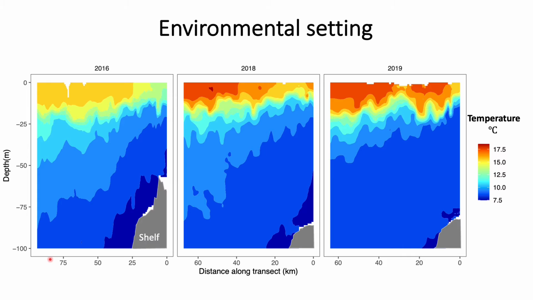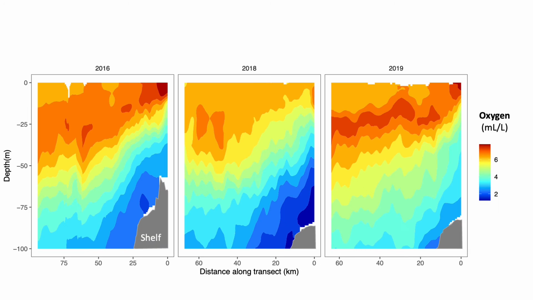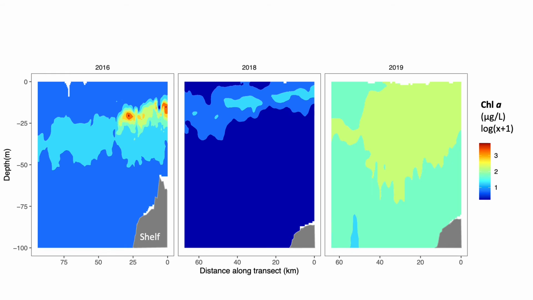What we can see is that water temperature in 2016 was quite a bit lower, while in 2018 and 2019 we got temperatures of over 17.5 degrees Celsius in surface waters. Here we look at dissolved oxygen, and the takeaway is that in 2018 we found lower oxygen waters at the surface, but also at depth, compared to 2016 and 2019.